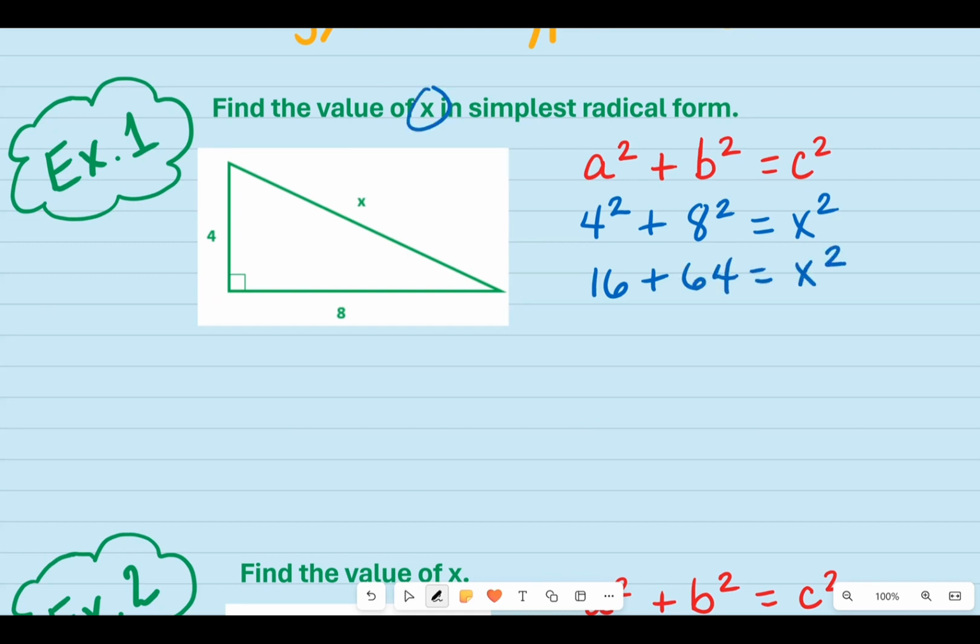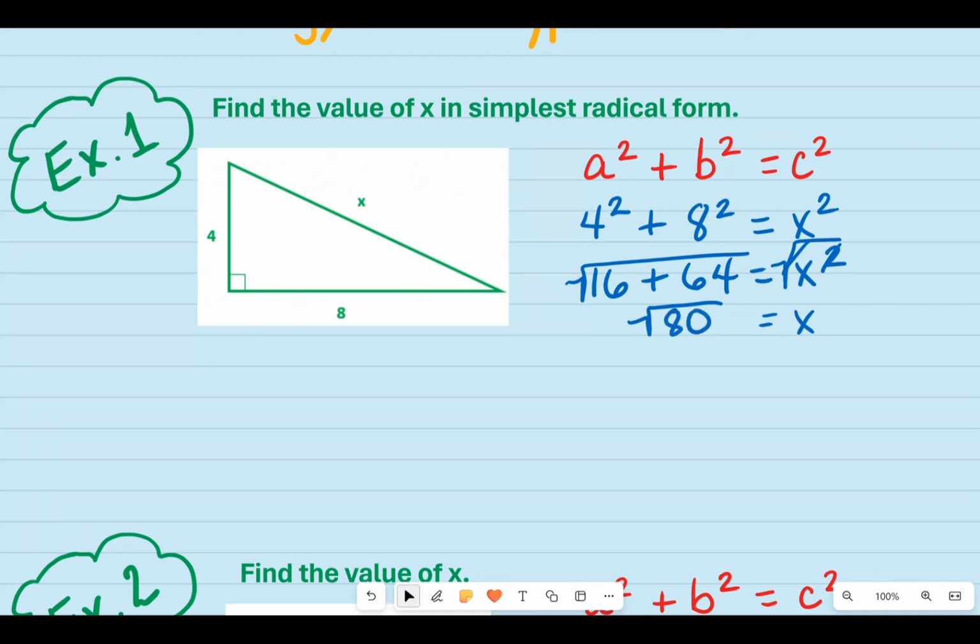Our directions ask us to find the value of X. So therefore, we're going to have to get rid of that square. In order to do so, we will take the inverse, which is to square root it. So we're going to take the square root of both sides, and we're going to end up with X is equal to, if I simplify underneath the radical, 16 plus 64, that's 80.